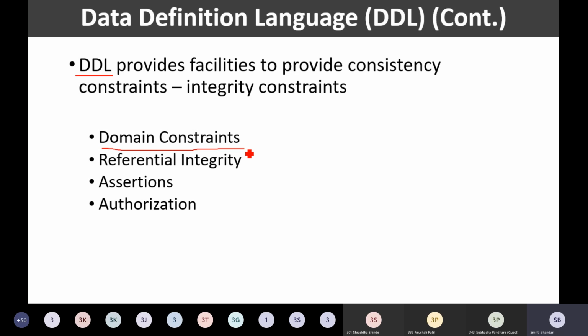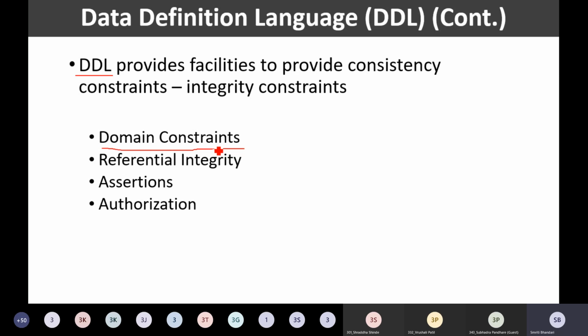or integrity constraints. So we have different kinds of these integrity constraints. There are 4 kinds of integrity constraints we may have. Number 1, domain constraints. Number 2, referential integrity constraints. Number 3, assertions. And number 4, authorization constraints. So I'm just going to introduce what we mean by those constraints. Okay. So we had a discussion about domain constraints actually.